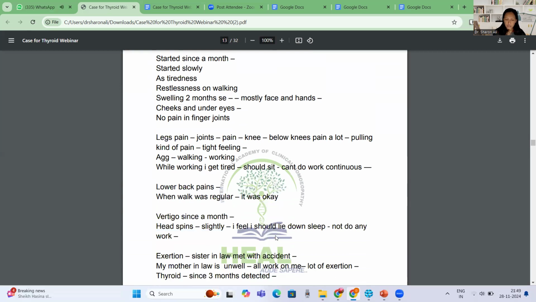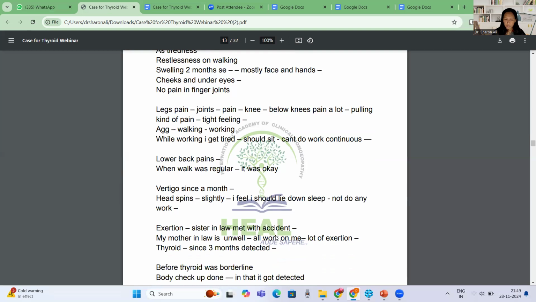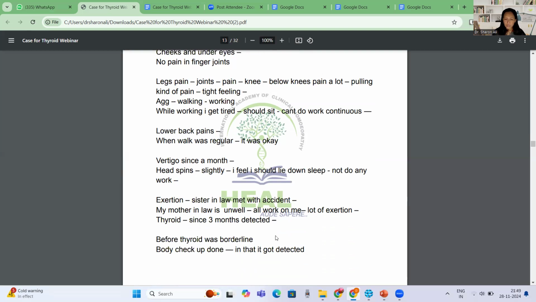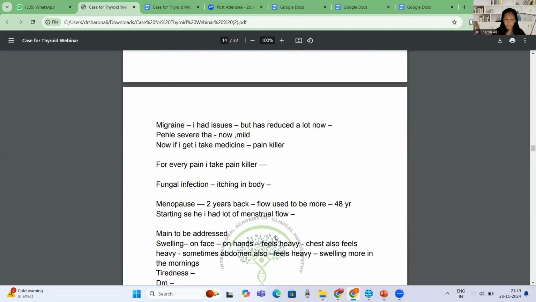Exertion. Sister-in-law met with an accident. Mother-in-law was unwell. All work was on me. Lots of exertion. Then she says, thyroid detected 3 months ago. Okay. So before, thyroid was borderline. Body checkup was done. In that, it got detected. She had migraine issues very long ago, but now she doesn't have. Fungal infection, itching all over the body, menopause 2 years ago. She had heavy menses, but now she's menopausal since 2 years.